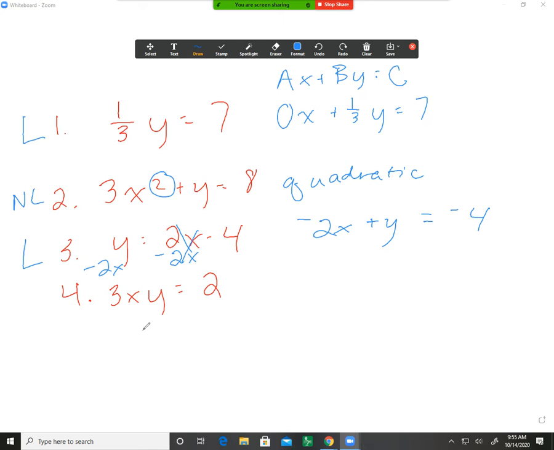All right, what about number 4? No. Why not, Noah? It's x y. Yeah, we got x times y. In linear equations, your variables aren't going to multiply. So this is not linear.